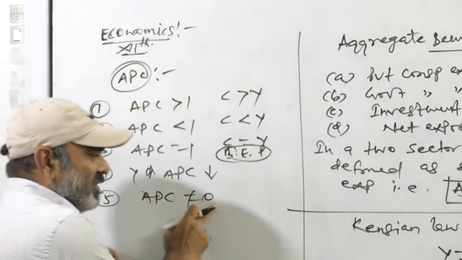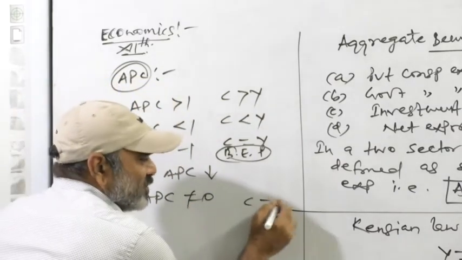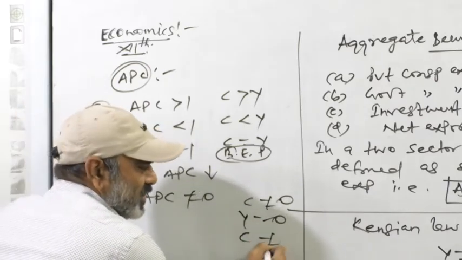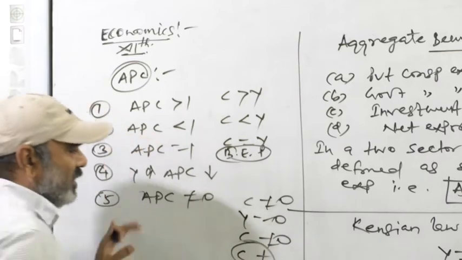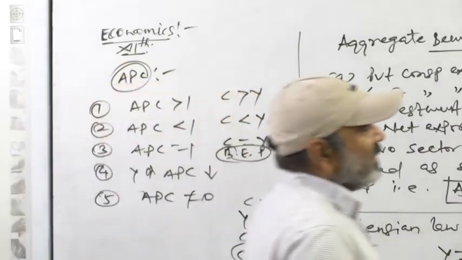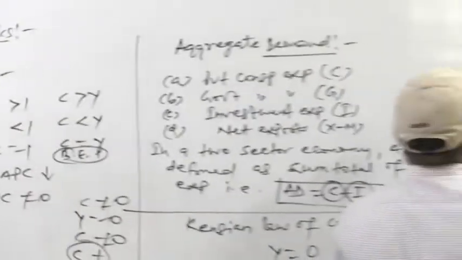And APC cannot be 0 because consumption cannot be 0. Even if income is 0, consumption cannot be 0. Consumption is always positive. So these are the features of APC. And let us talk about the features of MPC.